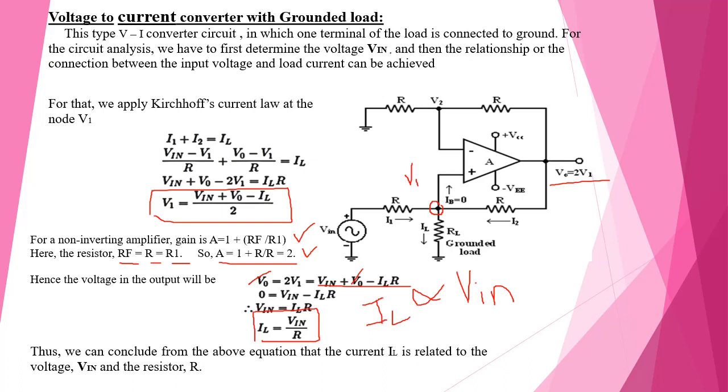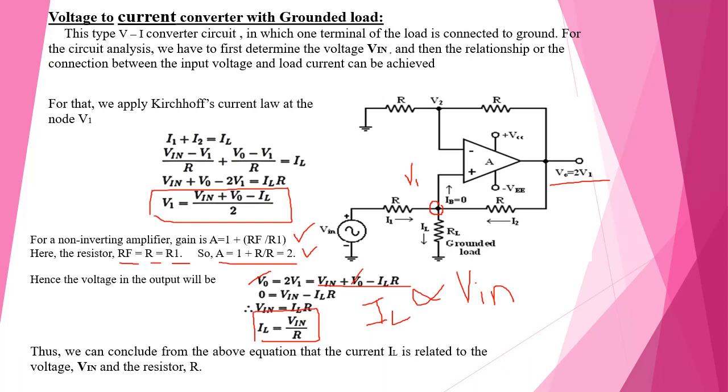gain. For this non-inverting amplifier, you have to calculate the gain. The gain of the non-inverting amplifier is A equal to 1 plus RF divided by R1, and here the resistance RF is equal to R equal to R1. Therefore, A is equal to 1 plus R divided by R, which is 2. Hence, the output voltage will be V0 equal to 2 times V1, where you can substitute the value of V1 in terms of this value.